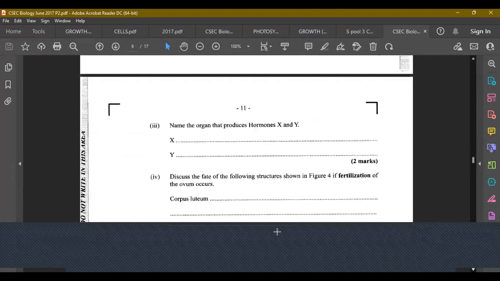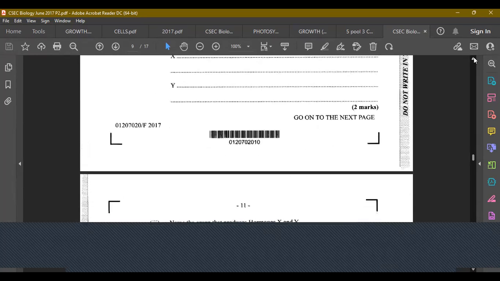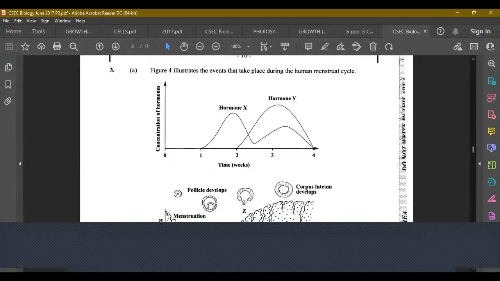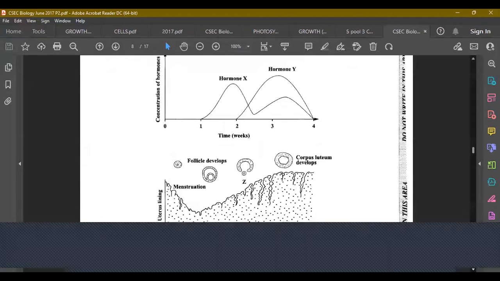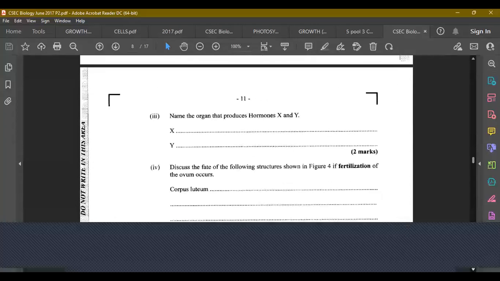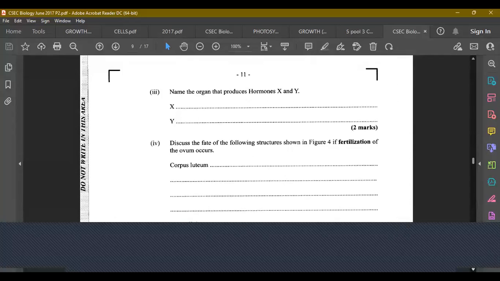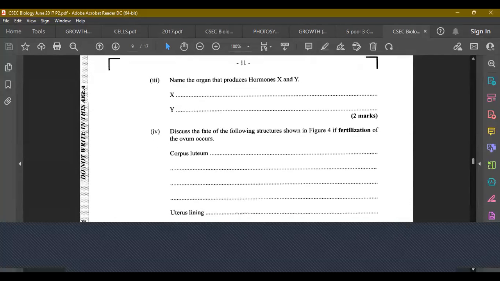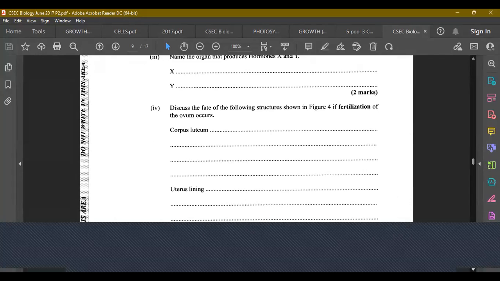Very nice. Now the other question says, name the organ that produces hormones X and Y. X is the ovary, follicle, and Y is corpus luteum. Where is the corpus luteum found? In the ovary. I tell you, don't let them fool you. Once you know your stuff, you just go right through. So, Miss, both of them would be ovary. Yes, both of them are ovary.